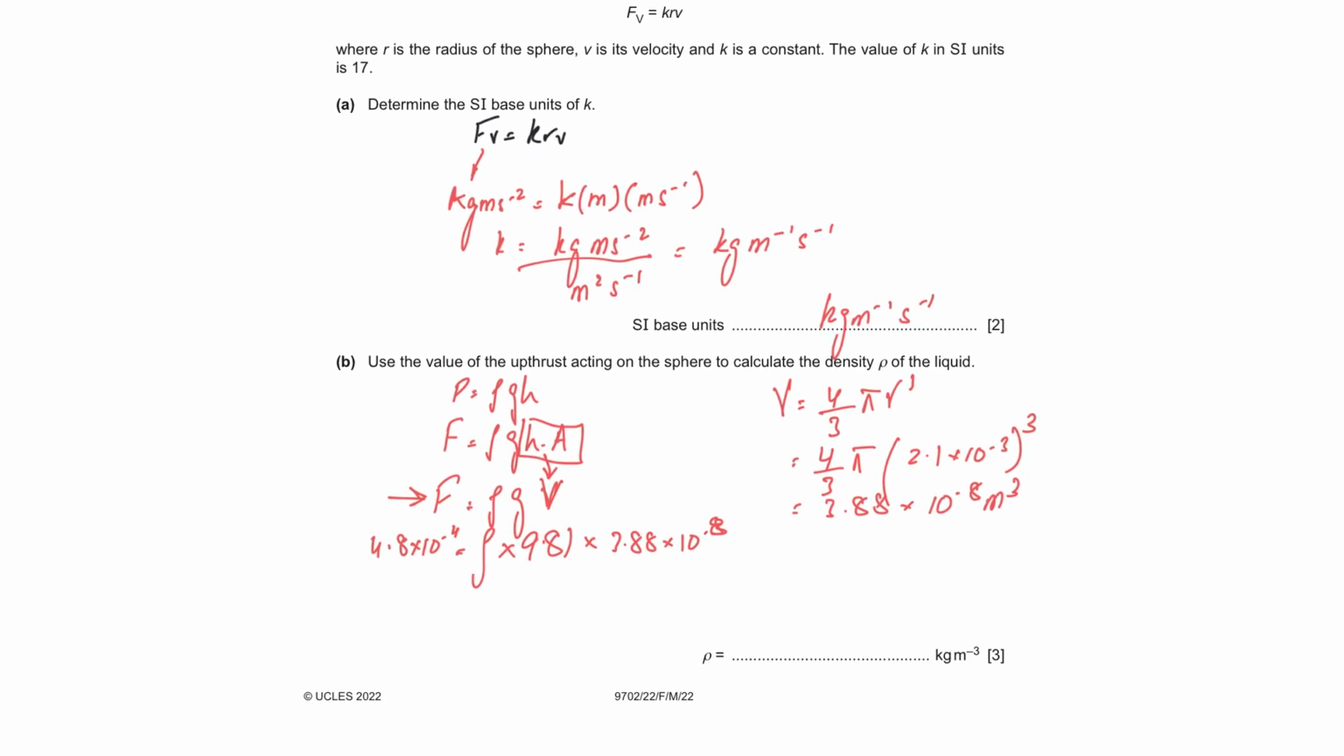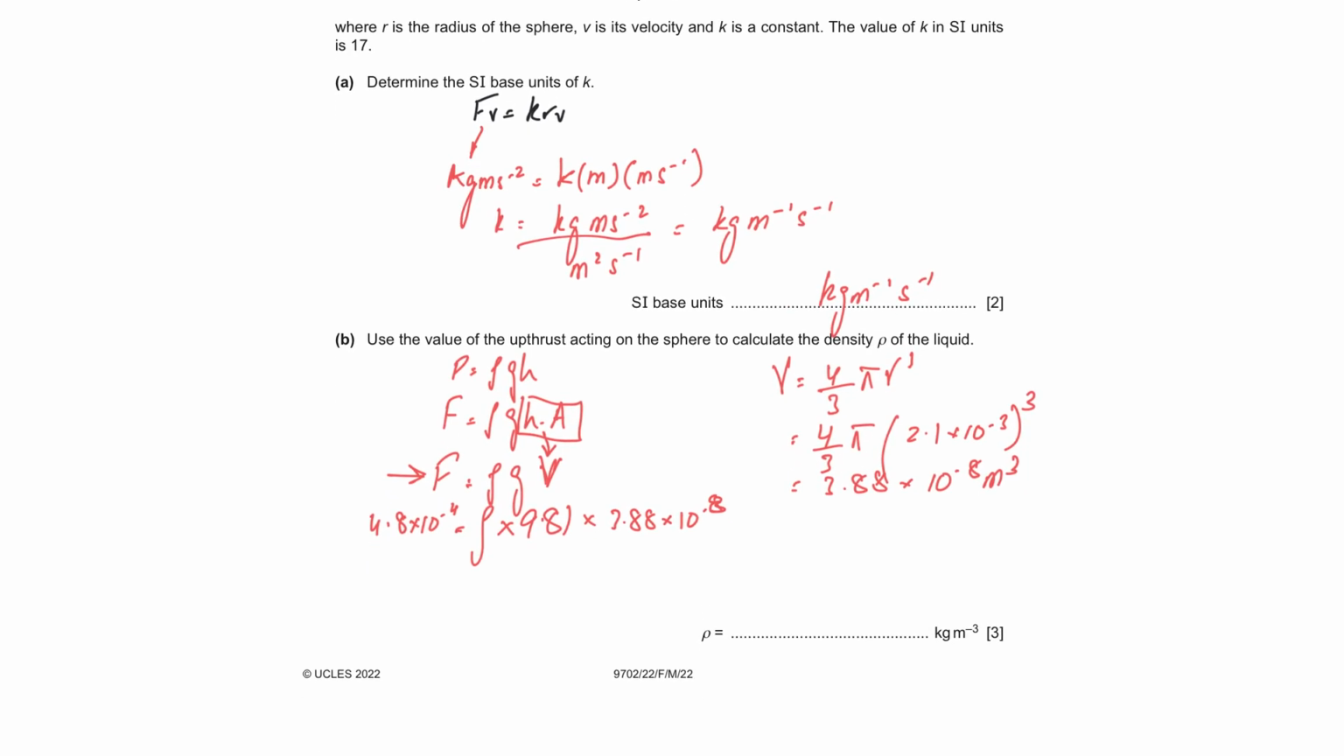And after making rho the subject of the equation, we will find out the density of the liquid, which comes out to be, let's see, 1261 kilograms per meter cubed. Rounded off, what do we get? 1300 kilograms per meter cubed.